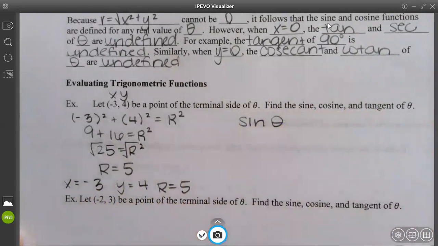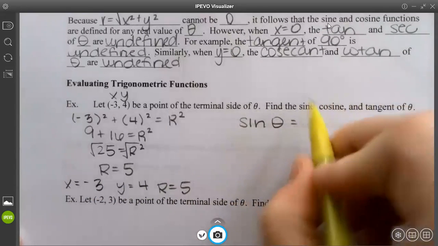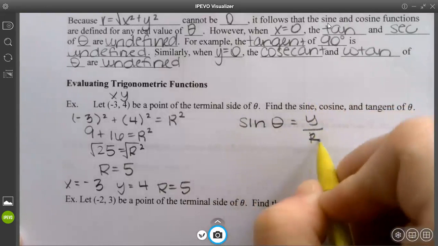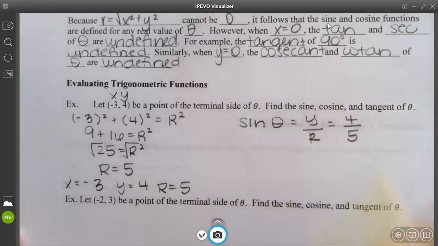What is our ratio for sine? It's at the top up there. What is the actual ratio, the letters? Y over r. What's our y coordinate? What's our r? That's it.